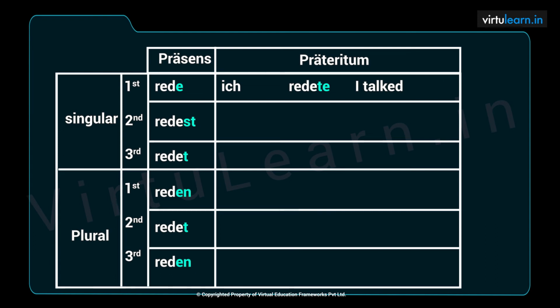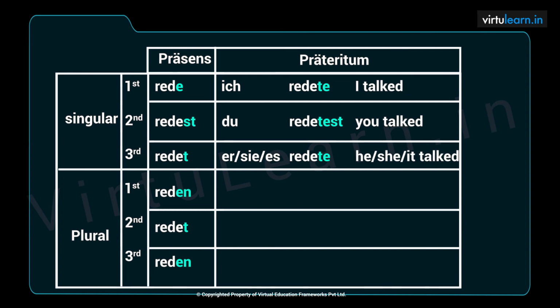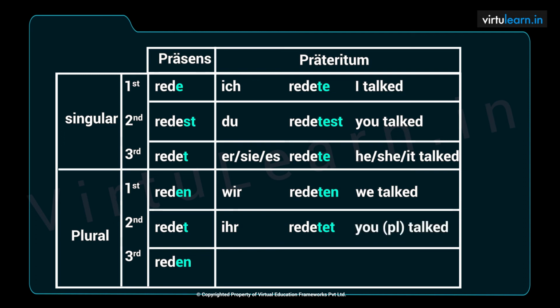Now this redete is the template for all the remaining personal pronouns. Put them across, down, and then simply add the endings assigned. Du redetest. Sie, es redete. Wir redeten. Ihr redetet. Sie redeten.